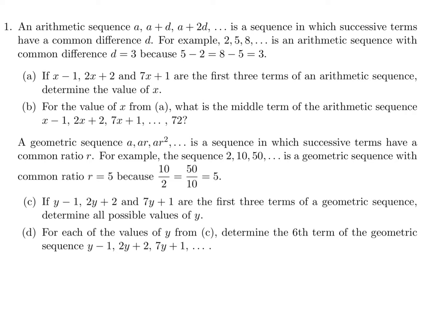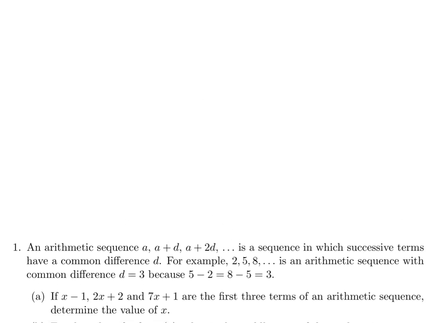Part A. If x minus 1, 2x plus 2, and 7x plus 1 are the first three terms of an arithmetic sequence, determine the value of x. So they give you a little clue there, actually. I don't know if people pick up on that, but regardless, I'll just show you. An arithmetic sequence is going to be like this, right? a, a plus d, a plus 2d, and so on.